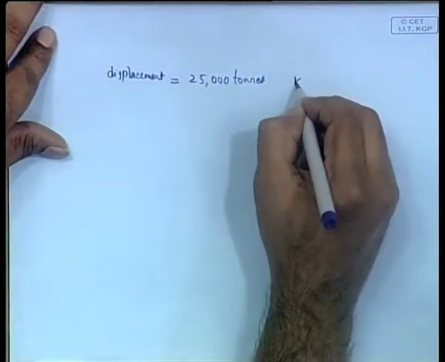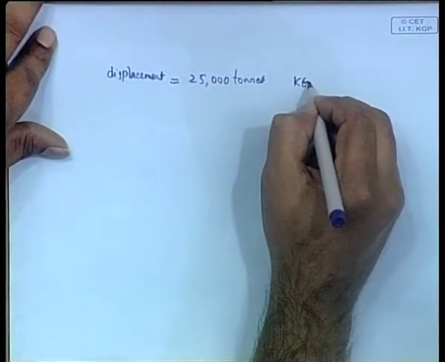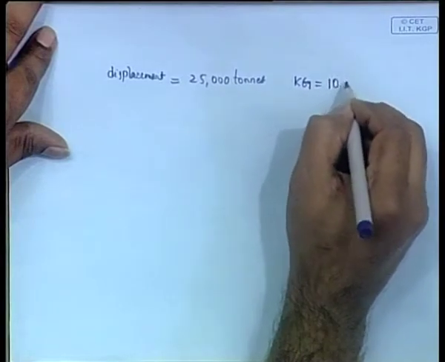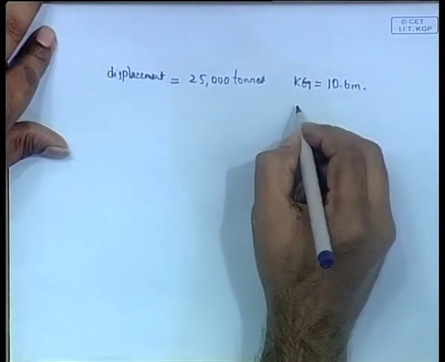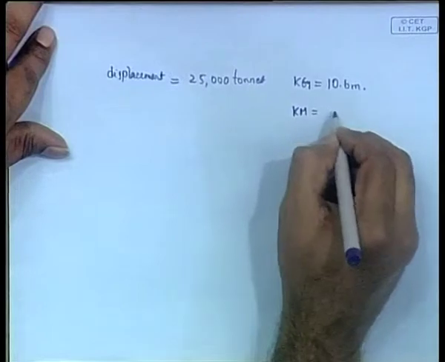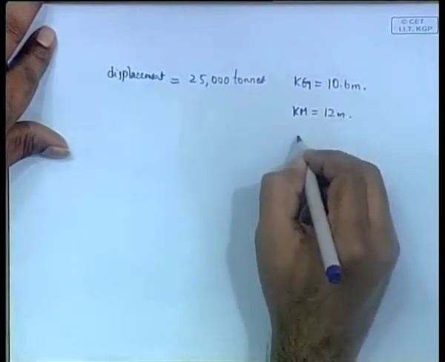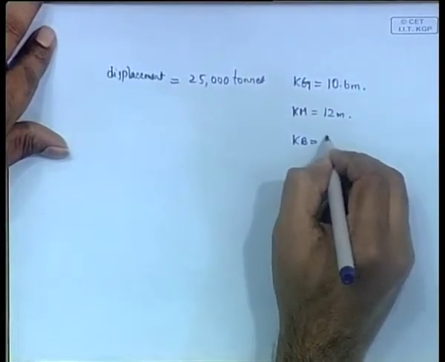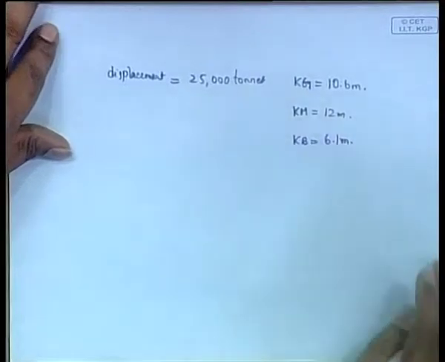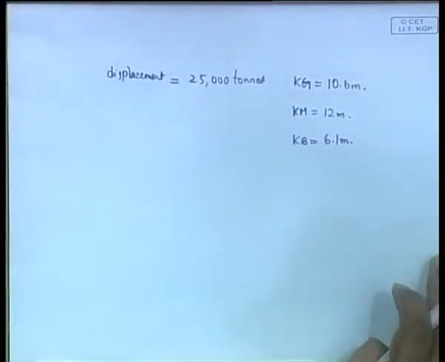And it has a K. So, some hydrostatic data are given: KG equals 10.6 meter, KM equals 12 meter, KB equals 6.1 meter. So, this is the second type of problem where you are given your hydrostatic data and you are not calculating your I or anything.